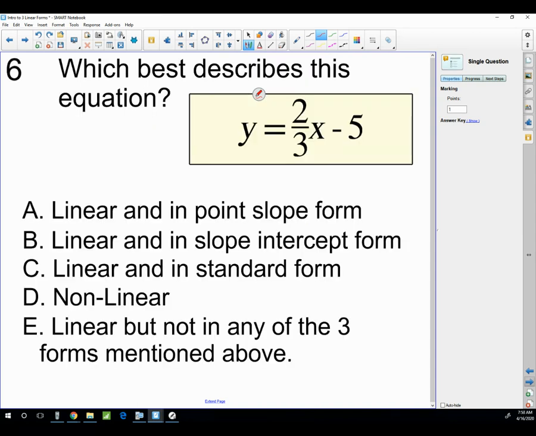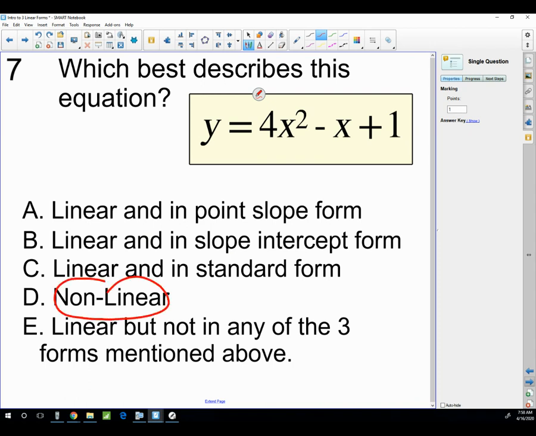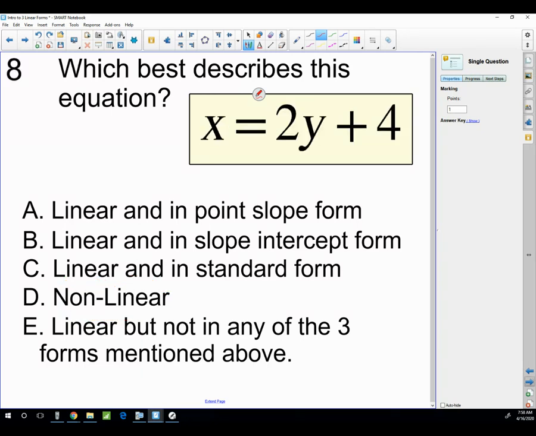Some simple equations here are multiple choice questions. This is linear and in slope-intercept form. You should recognize that, that's y equals mx plus b. Number 7, if you want to pause the video, I'll give you a moment, but that's nonlinear because this is a degree 2 polynomial. Degree 1 is linear.